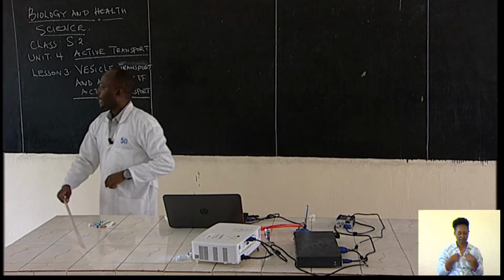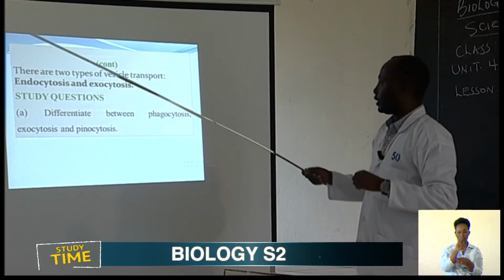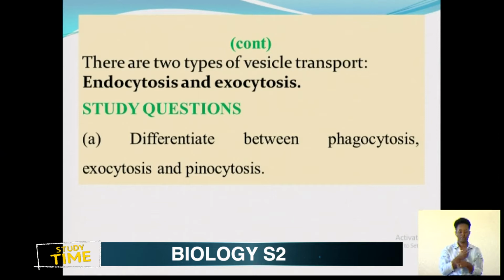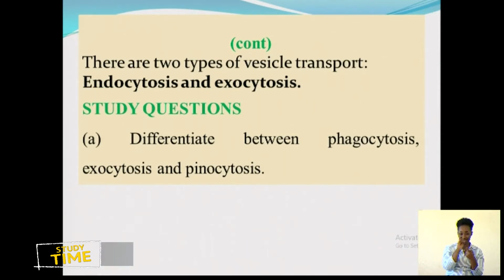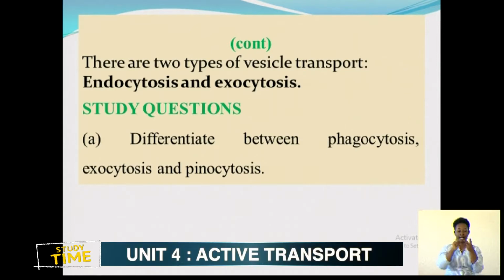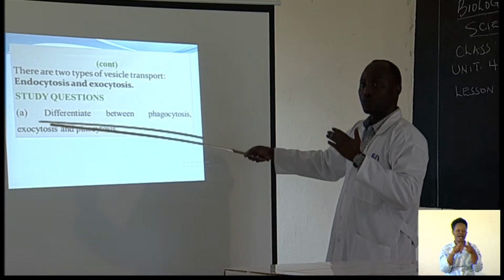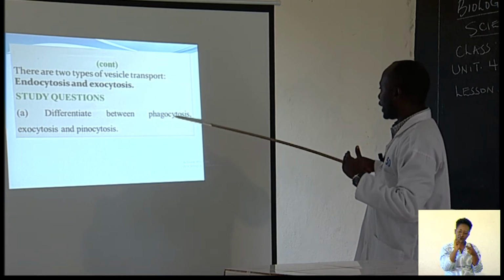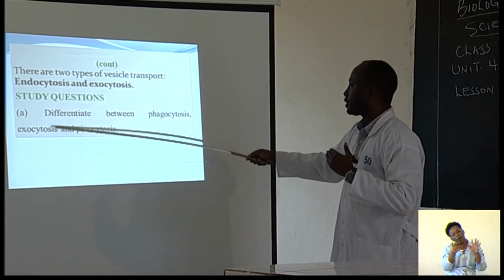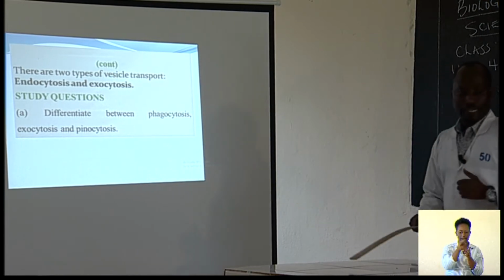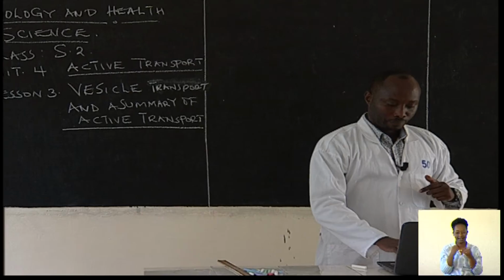So let's go to the types. There are two types of vesicle transport, as I mentioned: endocytosis and exocytosis. Students, let's try to see the difference. Under endocytosis, we have two types: phagocytosis and pinocytosis, and we also have exocytosis. Let's try to differentiate the three: phagocytosis, exocytosis, and pinocytosis. Let's go through our lesson.